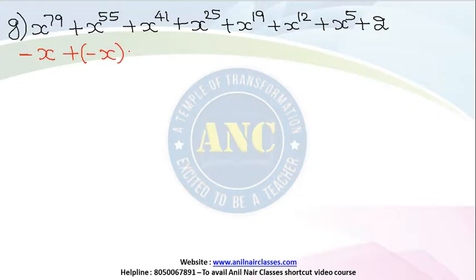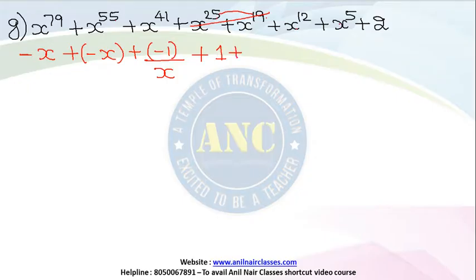Next, x power 41. 41 is x power 42 divided by x. X power 42 is once again an odd multiple. It is minus 1 divided by x. Next, x power 25, x power 19. The difference is 6. The value is 0. Directly eliminated. X power 12 is x power 6 into 2. 12 is an even multiple of 6. The value directly is plus 1.